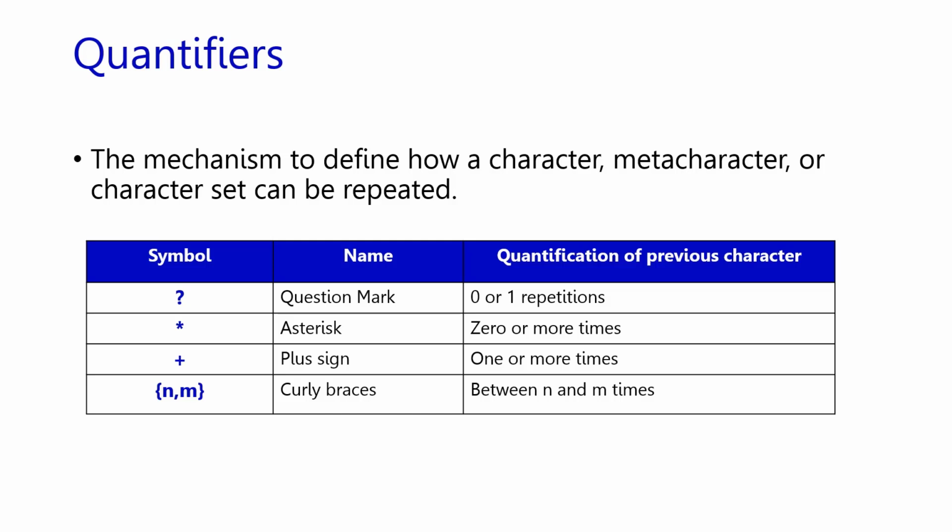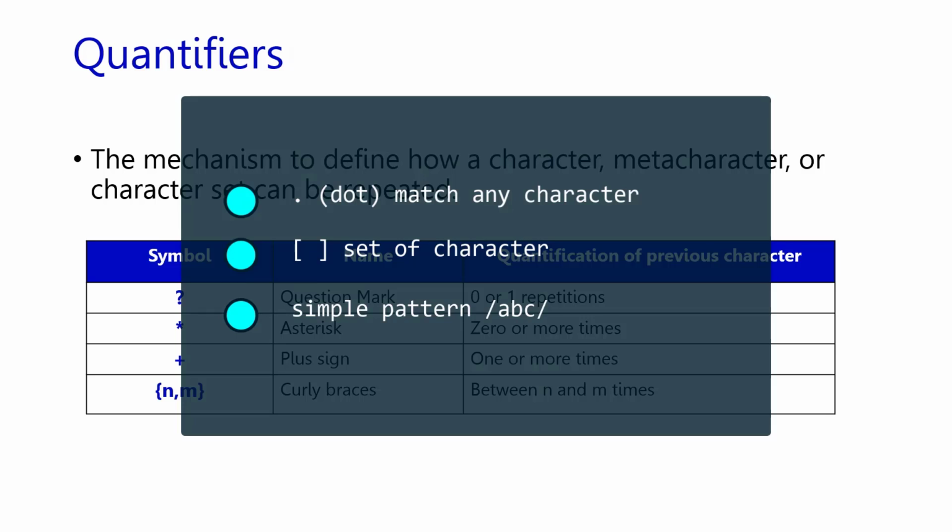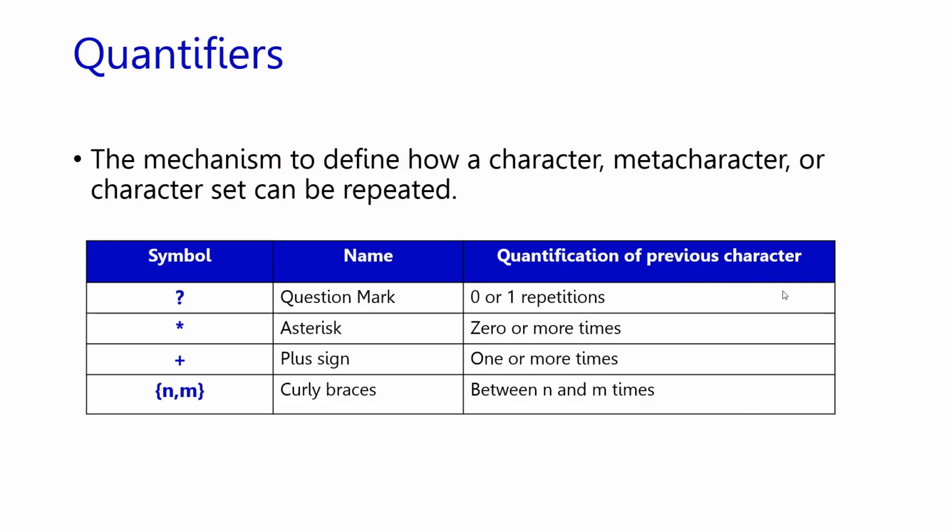Quantifiers are a mechanism to define how a character, meta character, or a character set can be repeated. The character can be any kind of character, a meta character like dot, as we have seen, which could be any character, and also a character set where we can define the set of characters that we want. And using quantifiers, we can make them repeat.